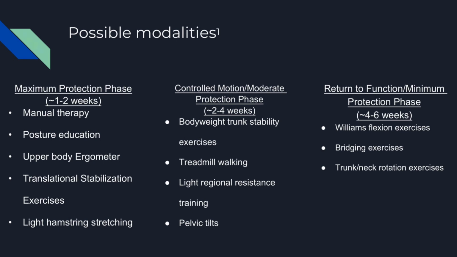Possible modalities: this is also a disease that can be very variable depending on severity of the narrowing of the canal, and age could have a big factor on how long these treatment plans will take. But just for a rough outline, 1 to 2 weeks in the maximum protection phase, where you're doing a lot of manual hands-on work and a lot of posture education, which is really big, just teaching them to be aware of how they're sitting, standing, what kind of activities they're doing and how they're doing them.